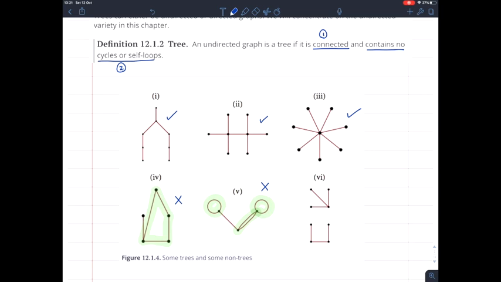Now, number 6 is interesting. Remember, we're looking at this whole thing as a single unit. And as we can see, because it's not connected, it's not a tree. However, each component is a tree. And when we have a graph like this, which has a bunch of separate components, each of which is a tree, we can call it a forest.